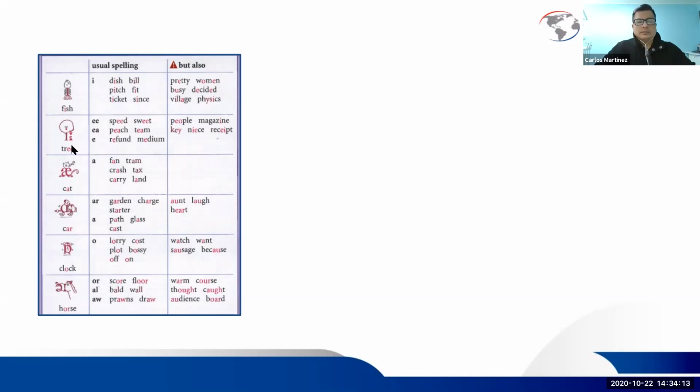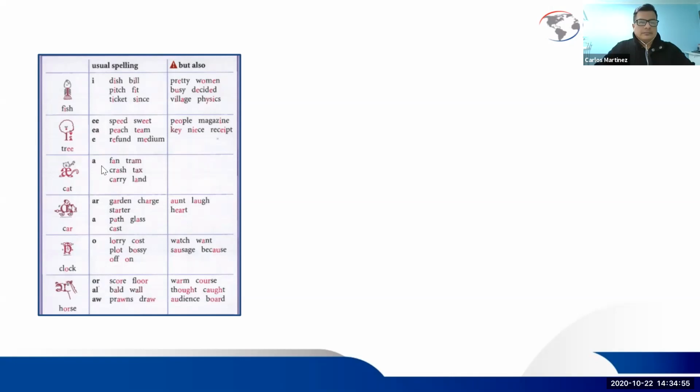We have the ee sound. Now, this sound can be represented by the double E, like in speed and sweet, the EA, like in peach and team, or just the E, like referendum or medium. But also by these combinations: EO, people; the I, like magazine; the EY, key; or the IE, niece; or the EI, receipt.